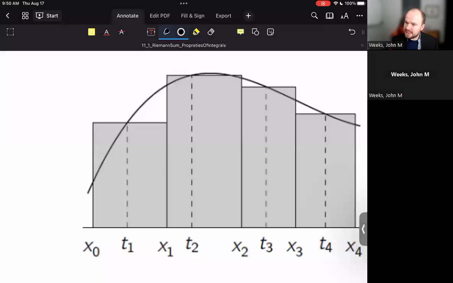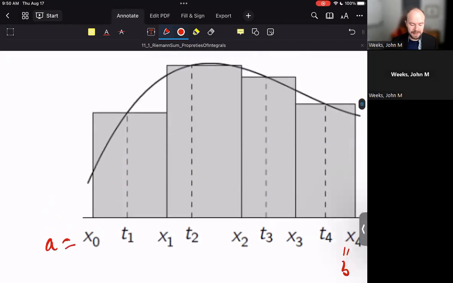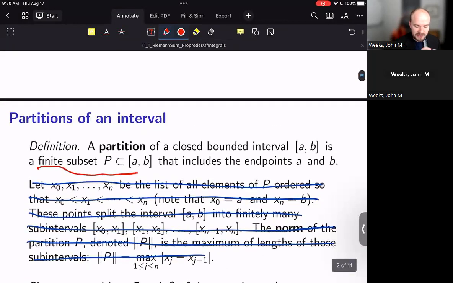Our way of doing this is to take our beginning and ending points. Say, for example, we want to integrate going from A to B, and make those endpoints of a partition of our interval from A to B. A partition is just a sequence of points in ascending order that start at A and end at B. That's exactly how we're going to define it here. It is a finite subset of your closed interval. It must include those endpoints so that we know we're actually finding an area from A to B.